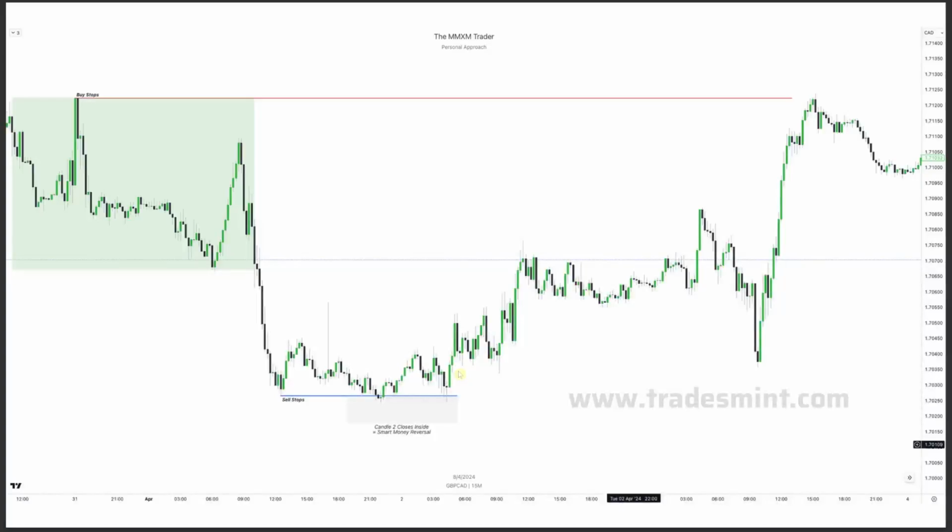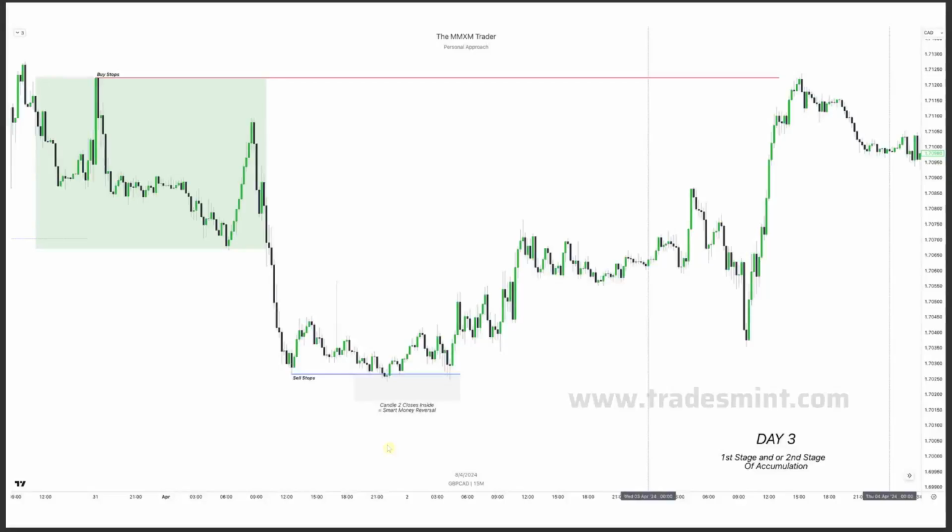Now we can dive into the 15-minute chart, and this is what we mean by market maker models are swing points. We see a clear sell side of the curve over here and an original consolidation of a market maker model. So this is sell side of the curve. And remember, this is day number 2, the second candle in the swing low, which takes out sell side liquidity, which is the start of buy side of the curve, where the smart money reversal happens. So after that smart money reversal happens, we want to focus on day number 3, which is either first stage and or second stage of accumulation for buy side of the curve.